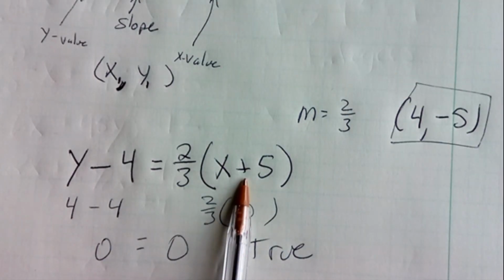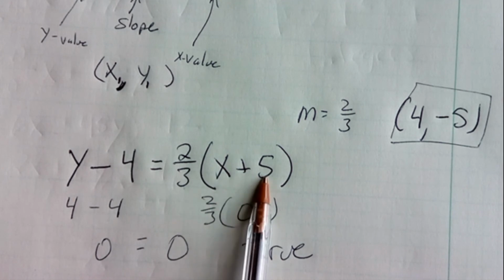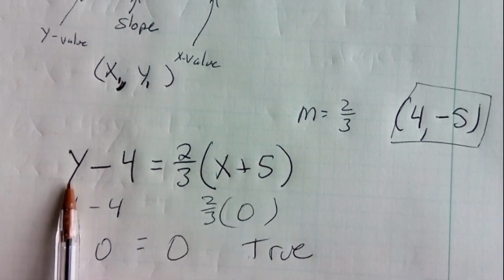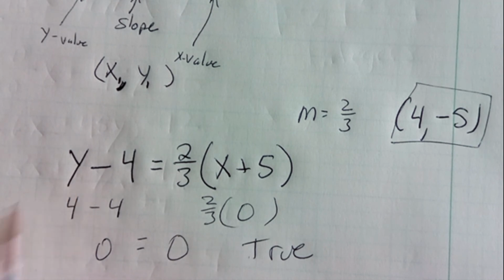So it's always the opposite of what you see, because you want a value of x that when you add 5 becomes 0, and a value of y that when you minus 4 becomes 0.